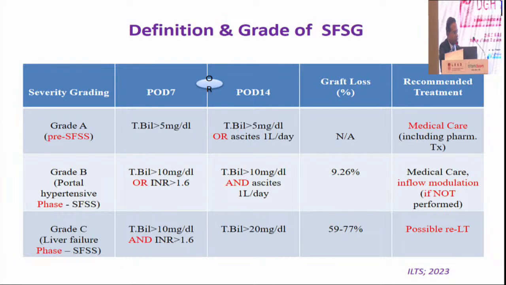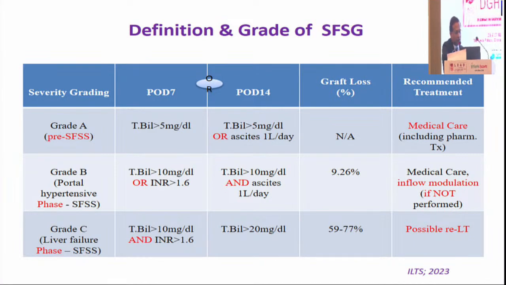Small for size graft is classified into grade A, B, and C. Grade A is mild small for size, where the bilirubin at day 7 is more than 5, or ascites is more than 1 liter. Grade B is bilirubin more than 10 or INR of more than 1.6, or at day 14, bilirubin of more than 10 and ascites of more than 1 liter per day.